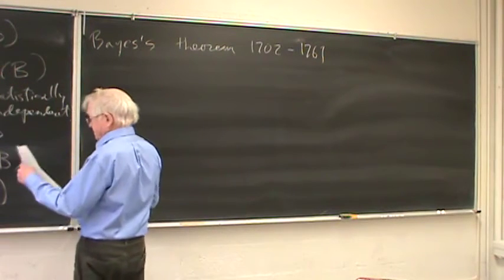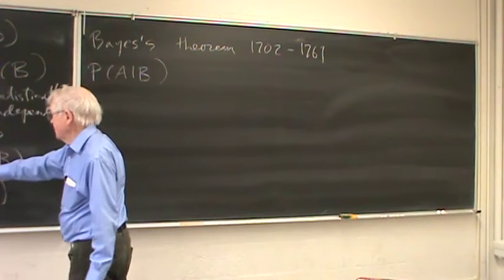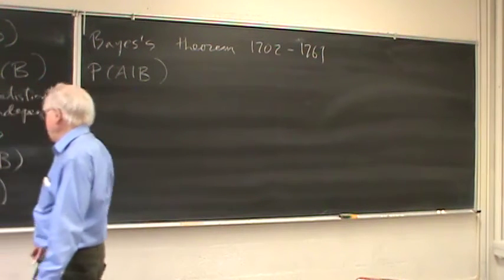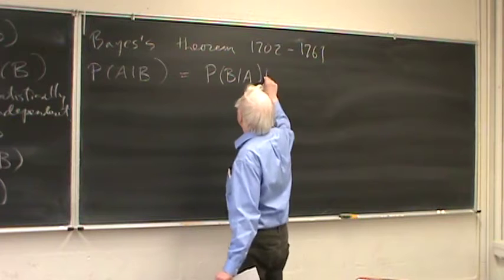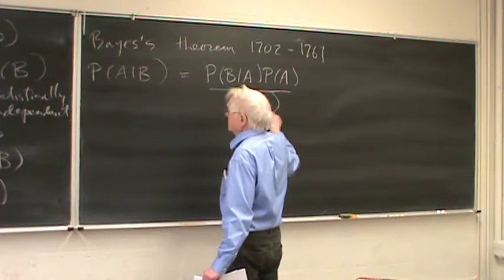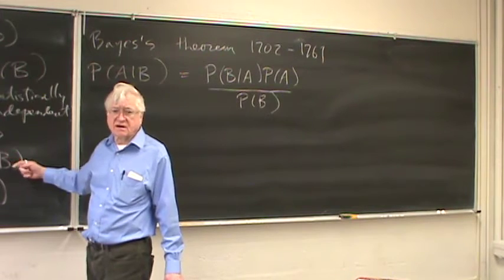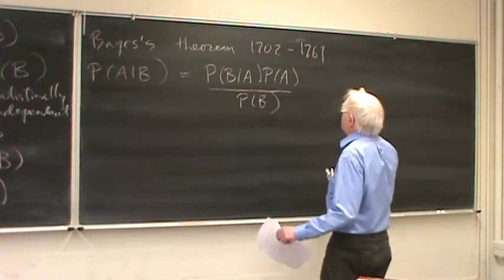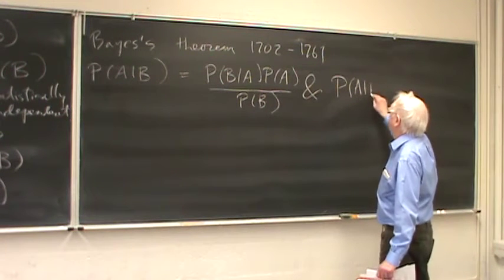And so what we have is the probability of A given B from this equation is the probability of B given A times the probability of A divided by the probability of B. So in other words, we just set this equal to this and divide both sides by P of B. So that's Bayes' theorem. But just interchanging A and B, we get another version of Bayes' theorem, probability of B given A.